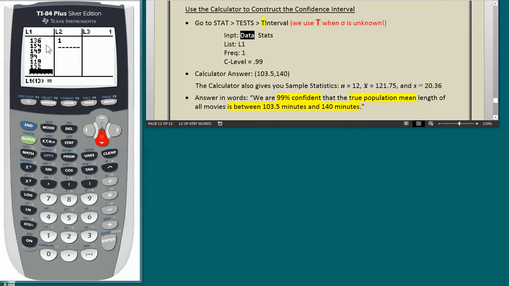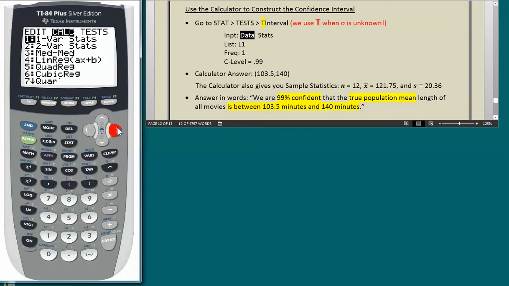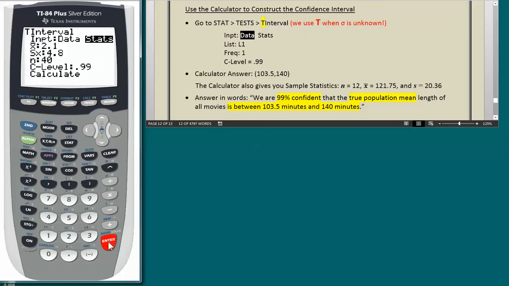Okay, I have finished entering all the numbers in the list. And now it says use the calculator to construct the confidence interval. So we're going to go to Stat, Tests, T-interval. Again, I'm going down, looking for T-interval. Notice I did not stop at T-test. That's something different. I'm also not stopping at Z-interval. Just as a reminder, I would use Z-interval if we knew sigma, but we don't know sigma. So we're going to use T, and there it is, T-interval. So I'm going to choose that.